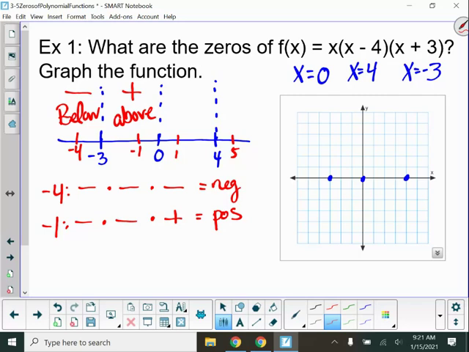And then I'm going to repeat this process for 1. So plug in out in front, I'm going to get a positive. 1 minus 4 is negative. 1 plus 3 is positive. So this one is going to be negative. I'm going to write that the same way I wrote the others. So below.